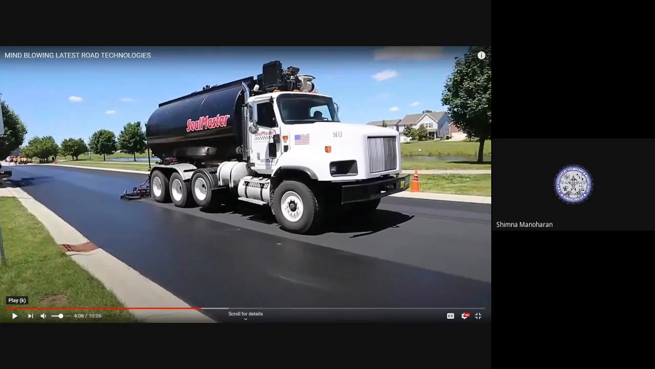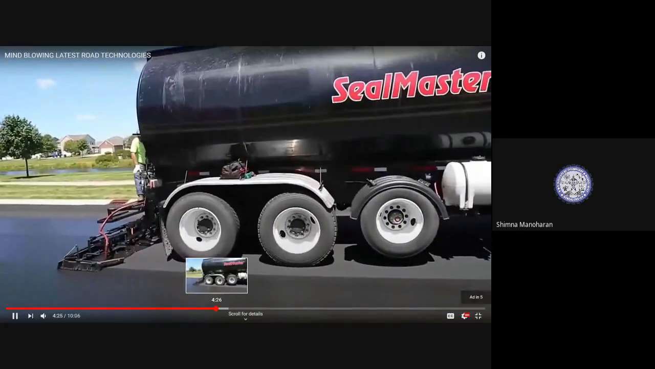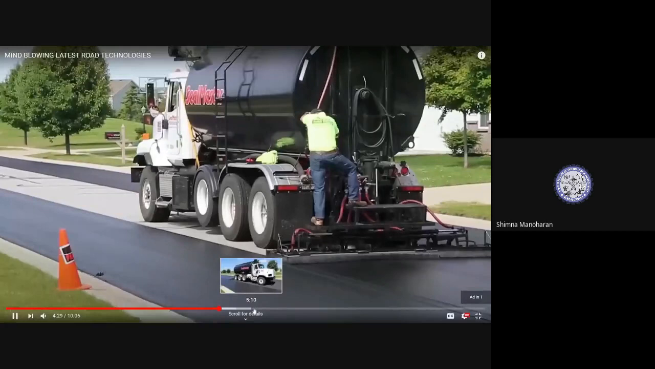So you can see how smooth the road finishing looks like, right? It seals the road surface.